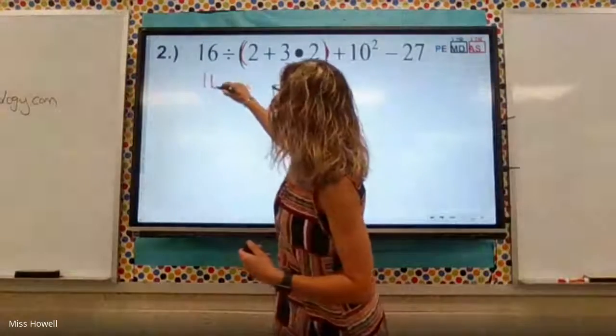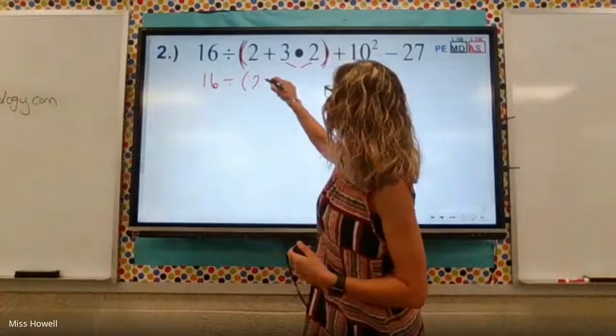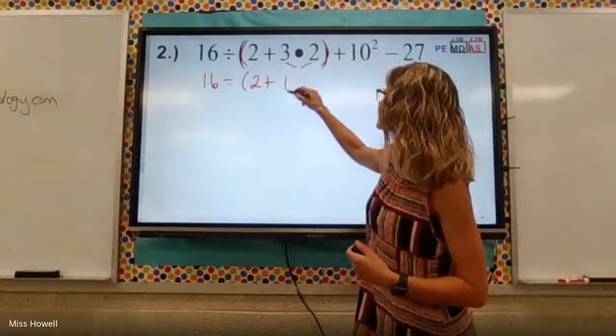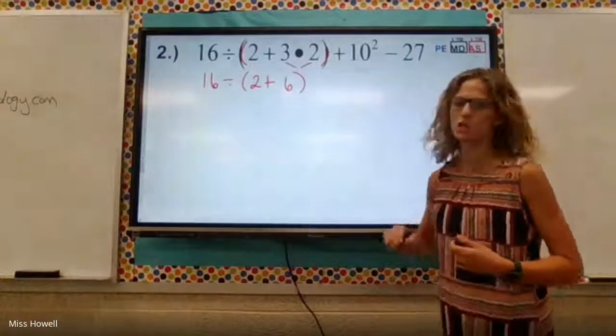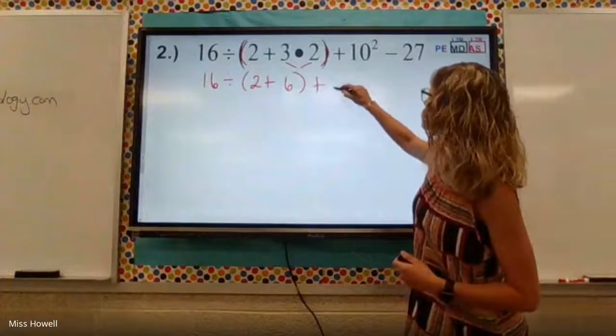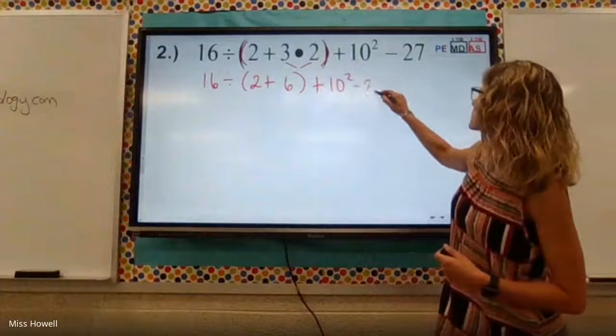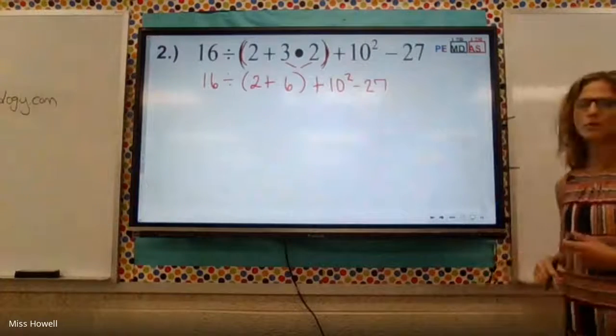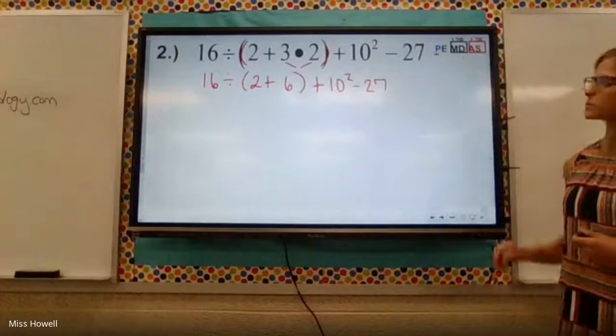So 16 divided by 2 plus 3 times 2 is now a 6. Don't forget your parentheses are still there. We haven't finished everything inside there yet. Plus our 10 squared minus 27. All right, we're not quite done with our parentheses here. So we have to keep working.